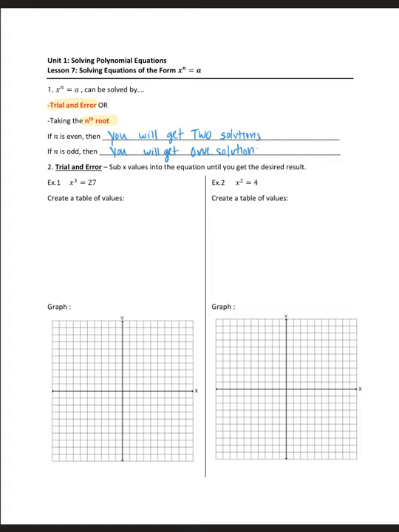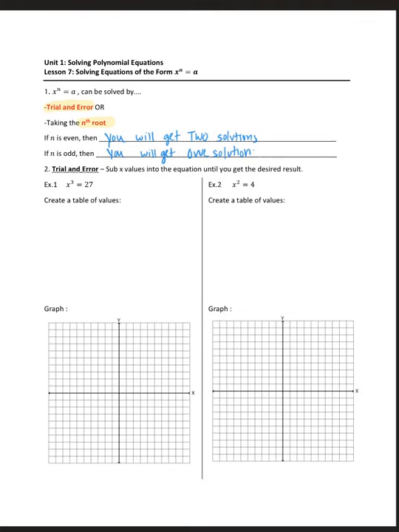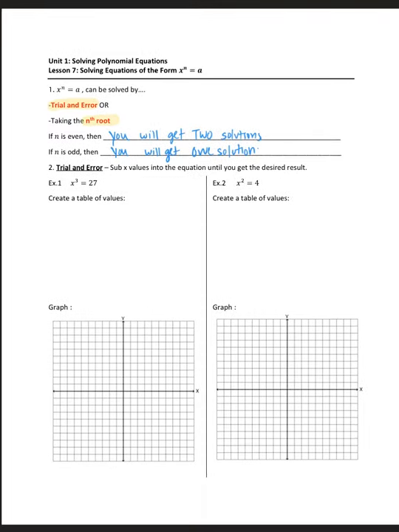So if we had the equation x to the power of 3, our n value is odd, right? 3 is our n value, so we have an odd n. If we were to create a table of values, so let's look at a table of values for -3 to +3. So if we sub these values into our equation, x cubed equals 27, -3 to the power of 3 is going to be -27. -2 to the power of 3 is going to be -8. And we'll just plug in the rest of our values here.